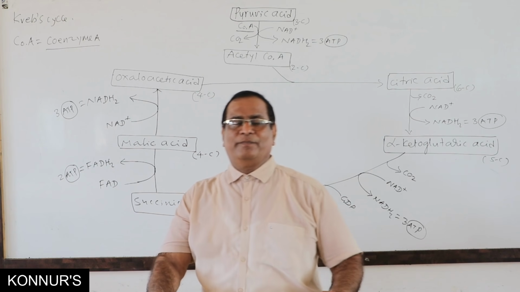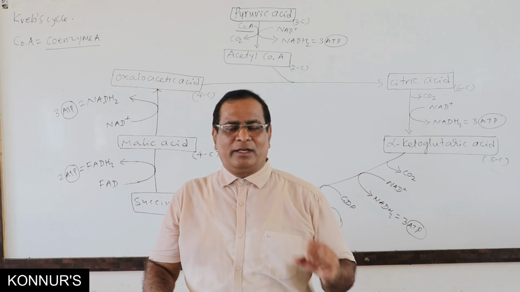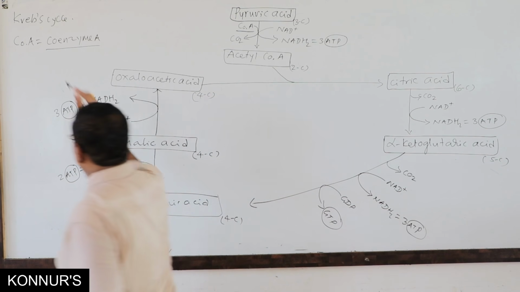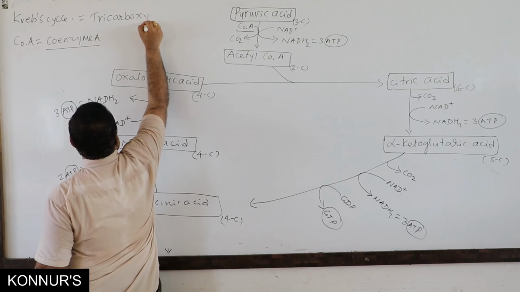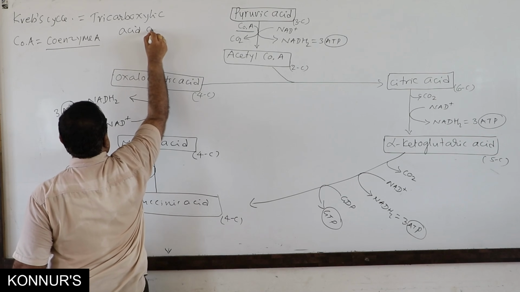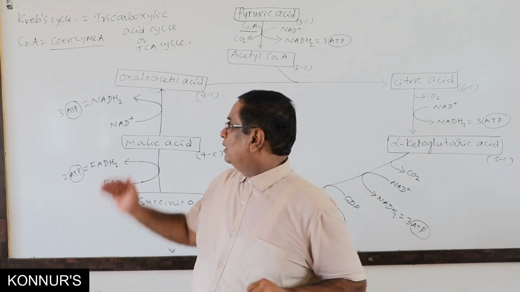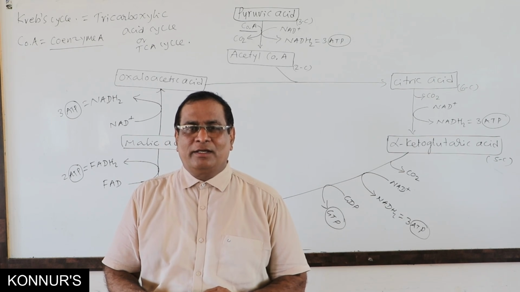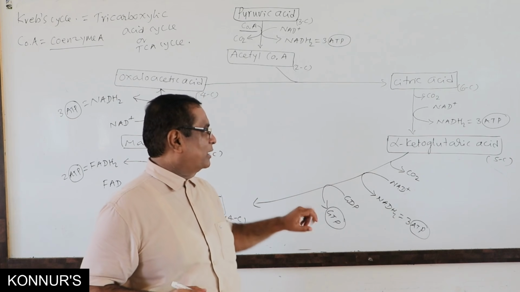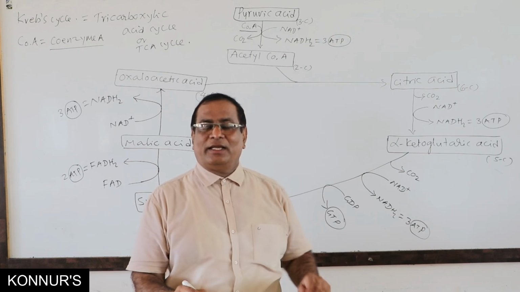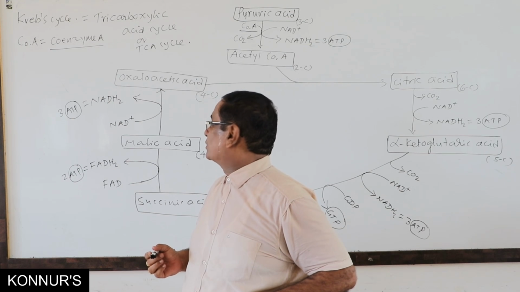Citric acid, a main compound formed in the Krebs cycle, is having 3 carboxyl groups. Hence, this Krebs cycle is also named as tricarboxylic acid cycle, or TCA cycle. The Krebs cycle is named tricarboxylic acid cycle because the most important and stable compound formed in the Krebs cycle is citric acid. It is a tricarboxylic acid. That's why the Krebs cycle is otherwise said to be the tricarboxylic acid cycle.